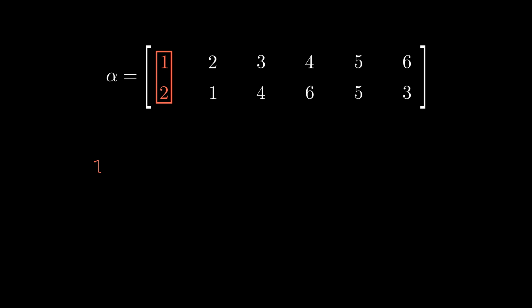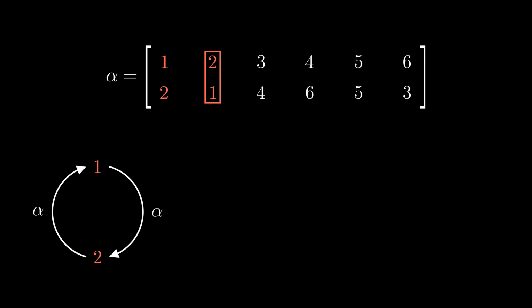Suppose we have the permutation alpha as shown. As 1 maps to 2 and 2 maps to 1, we can draw the permutation schematically as a circle, or cycle if you will, with an arrow from 1 to 2 and another arrow from 2 to 1.